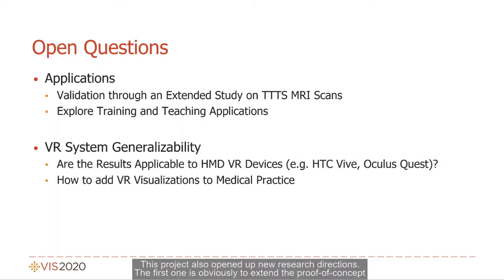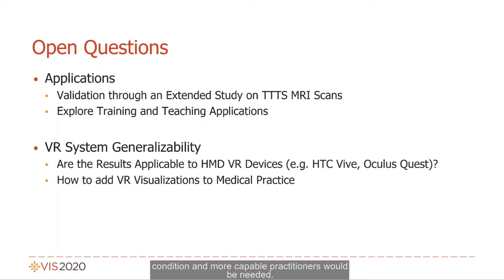This project also opened up new research directions. The first one is obviously to extend the proof of concept to actual TTTS MRI scans and validate that it can be used for surgical planning. In the same line, it could also be advanced to training and teaching applications, as TTTS is a rare condition and more capable practitioners would be needed.